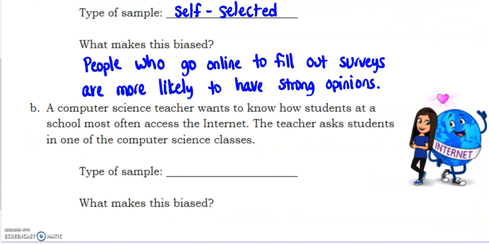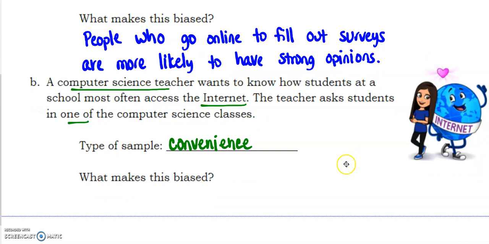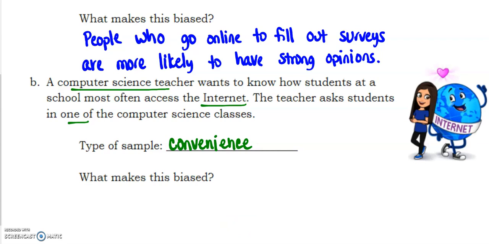Second example, we have a computer science teacher who wants to know how students at a school use the internet, so that teacher asks students in one of their computer science classes. Well, what is that? That's an example of straight up convenience. I want to know how students use the internet, so I'm just going to ask my students. All right? So what's wrong with that? Well, that class doesn't represent the entire high school.